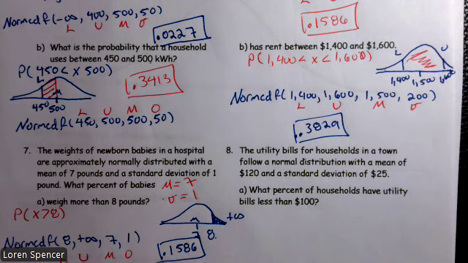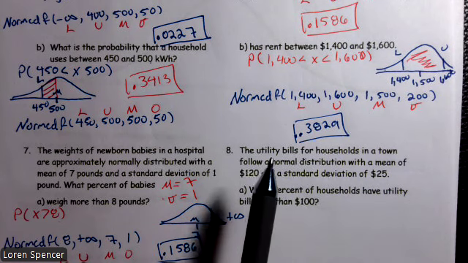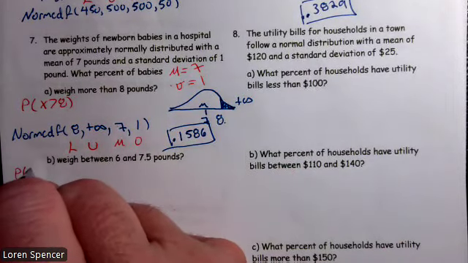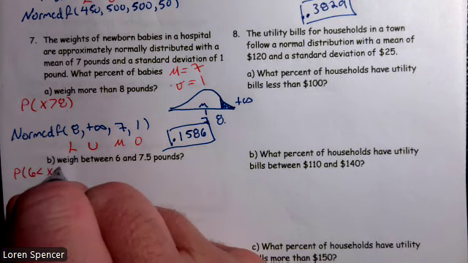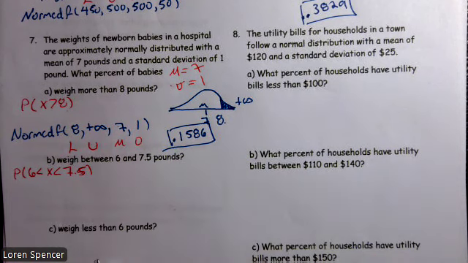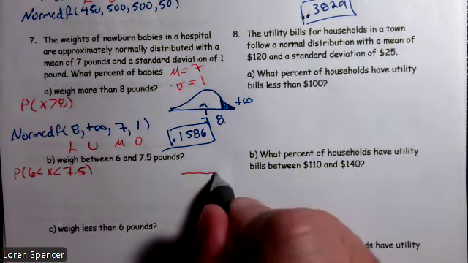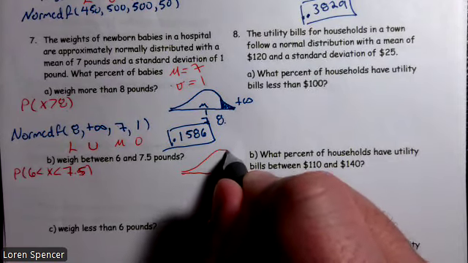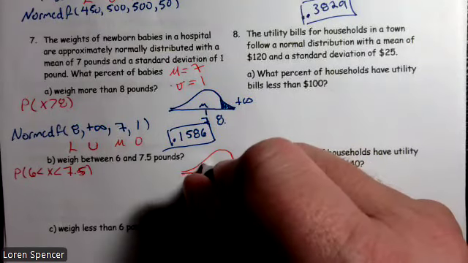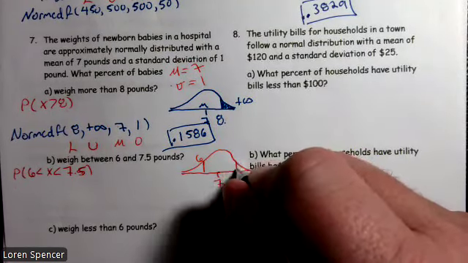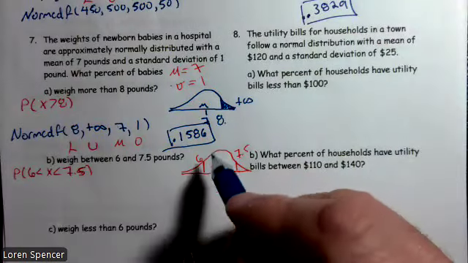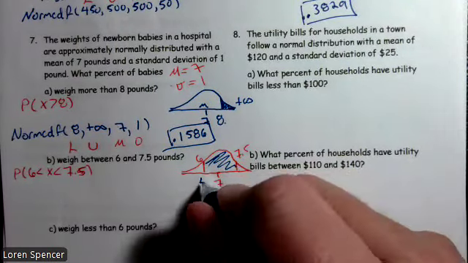Going to be really cramped for room on this one. What's the probability that it weighs between 6 and 7.5? So the probability that 6 is less than X is less than 7.5. Our picture is going to look something like this. We're going to be centered at 7. This is going to be at 6. This is going to be 7.5. And we're looking for the area in between. This is my lower. This is my upper.